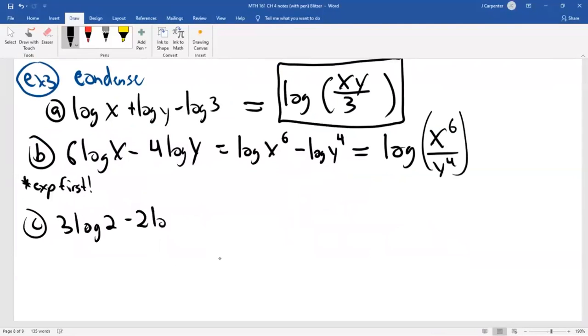3 log of 2 minus 2 log of 5, last problem for the day, I promise. Plus 4 log of x.